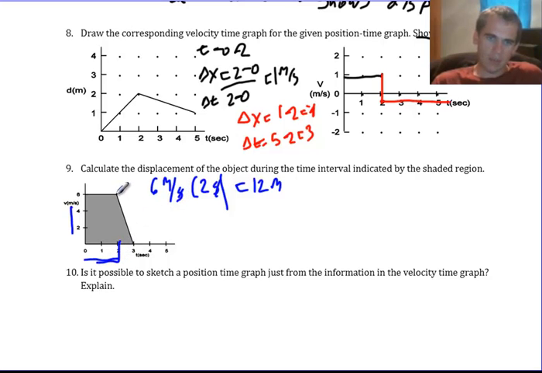Now, why did I have to split that up? Well, because I didn't have a constant speed for this last time. Remember, the slope of a velocity time graph indicates the change in speed. Here, no slope, no change in speed. Here we have this big negative slope. We do have a change in speed.